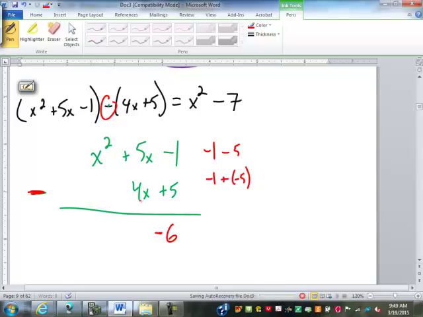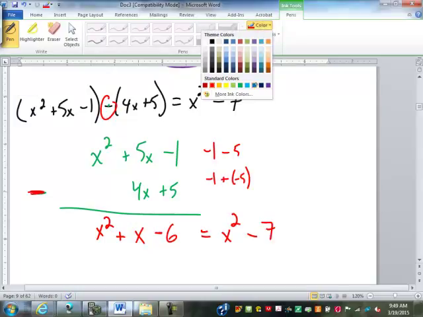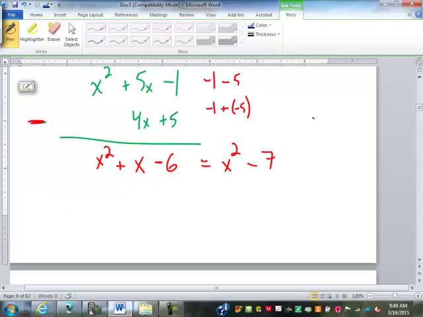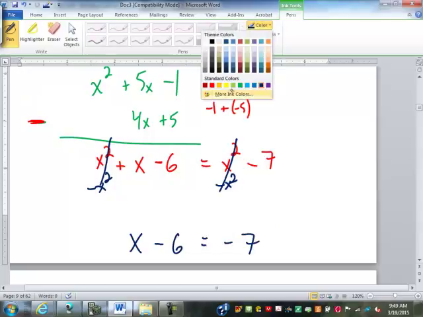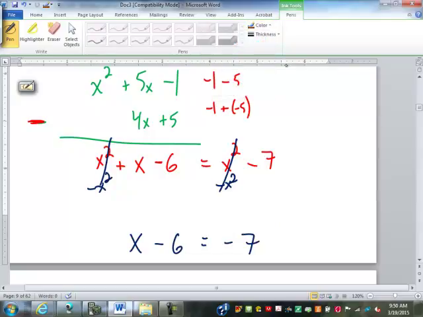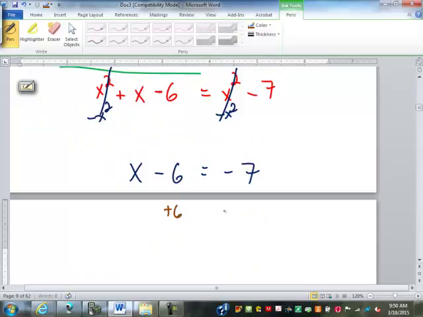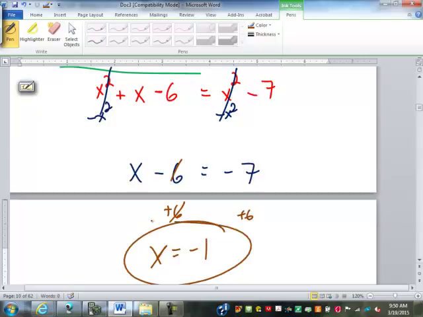So now 5x minus 4x. 1x, or just x. That's a positive 1. And then we have the x squared. Now you might be wondering, the x squared didn't disappear on us. Oh no, what do we do? Yeah, in our next step, we've got an x squared on each side. We're going to subtract x squared. It is gone on both sides. So now x minus 6 equals a negative 7. And now we will add 6. Negative 7 plus 6 is negative 1.